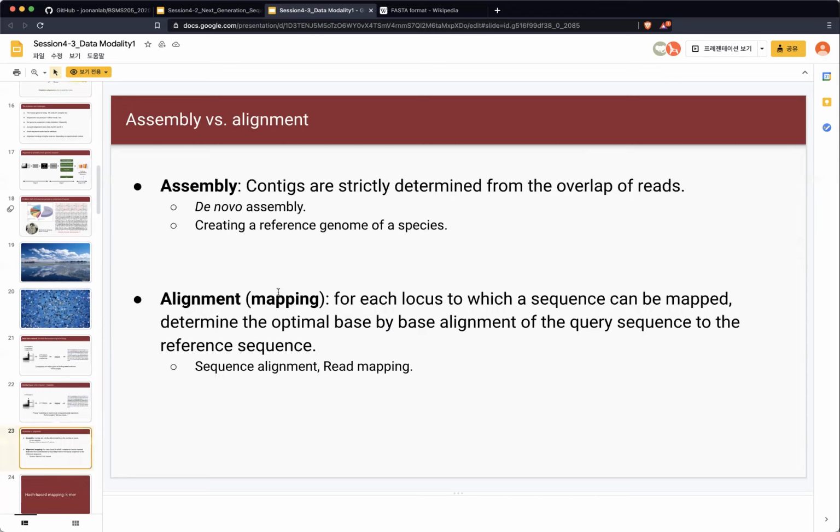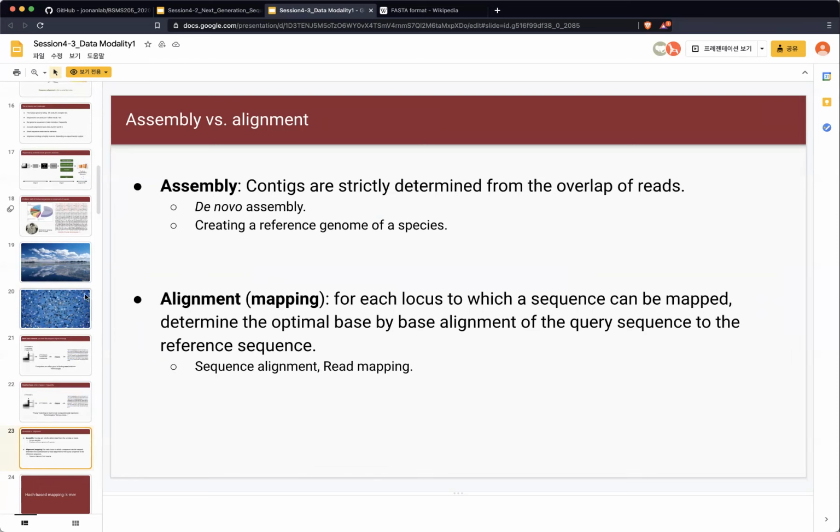So there are two ways we normally code for this process. The first one is assembly, and the second is alignment. We mainly talked about alignment. So what are the differences between these two? Assembly is when you build all of these reads into the entire original sequence without a reference genome, right? But in alignment, you bring those reads and bind them to the reference genome. So the difference between these two is the existence of a reference genome or not, right?